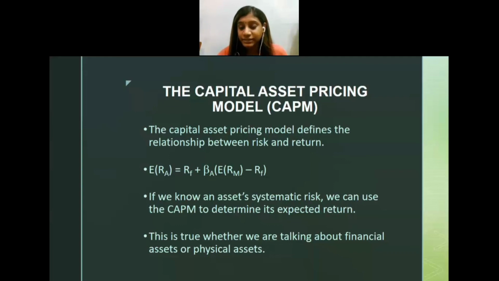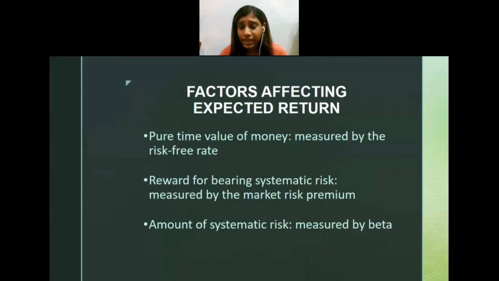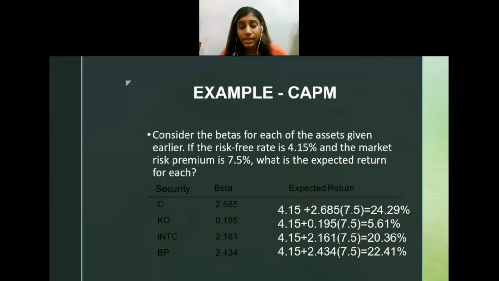What are the factors affecting expected return? First is the pure time value of money, which is measured by the risk-free rate. Second, the reward for bearing systematic risk, which is measured by the market risk premium. Third is the amount of systematic risk, which is measured by the beta. So this is an example of the capital asset pricing model to calculate the expected return.